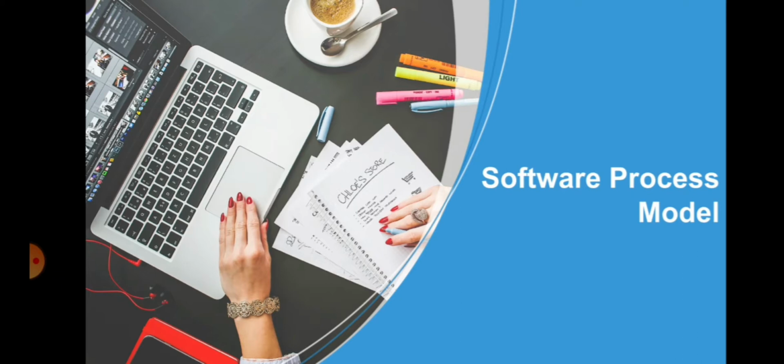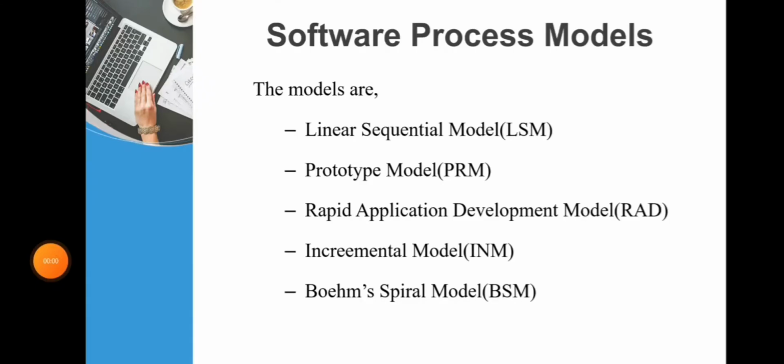Today in this video we are going to see about 5 software process models. The 5 main important software process models we are going to see today are the linear sequential model, prototype model, rapid application development model, incremental model and Boehm's spiral model. All these 5 models are used to develop a software product.